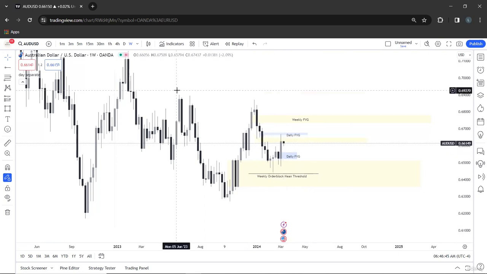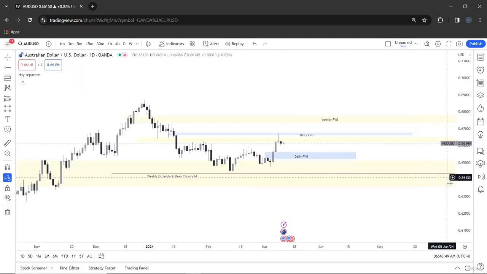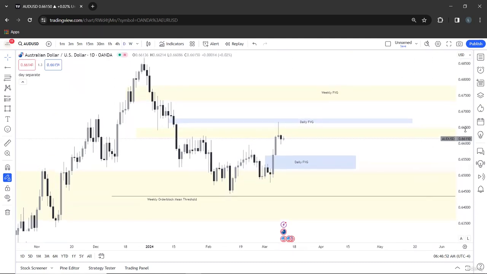We're going down. So let's come down to the daily chart right there. We see why price even traded with a wick above that weekly fair value gap. Because it needed to grab liquidity off of this daily fair value gap right there, and it swept its highs. Right now, what is it doing? It's heading back down into a daily fair value gap right there.